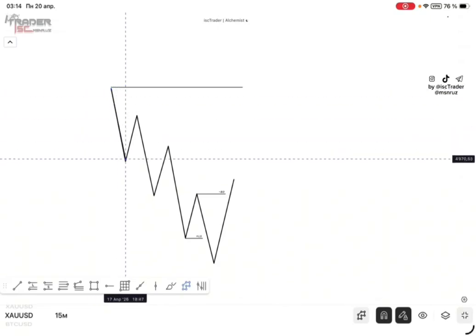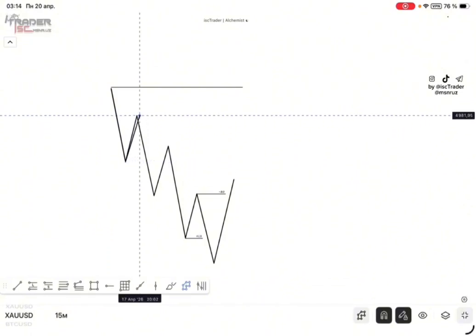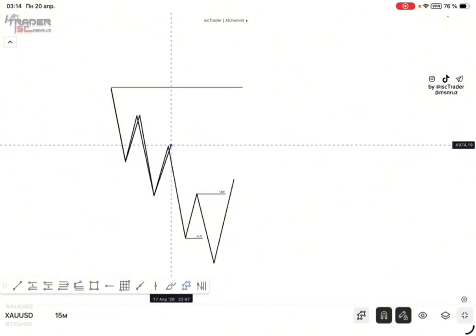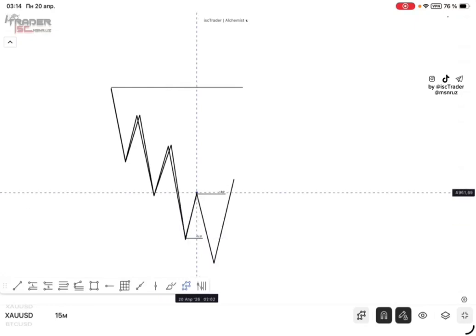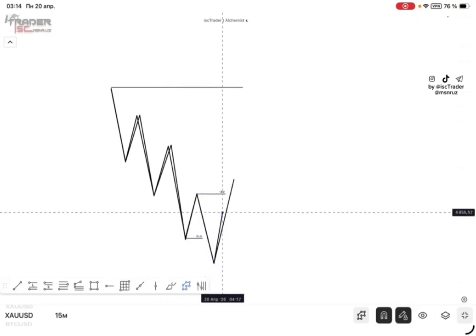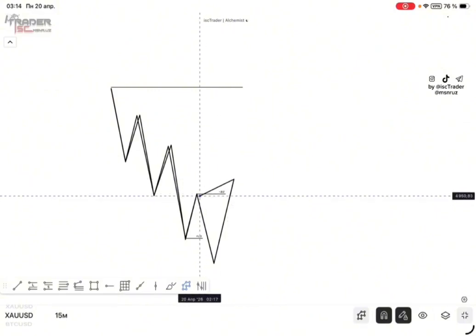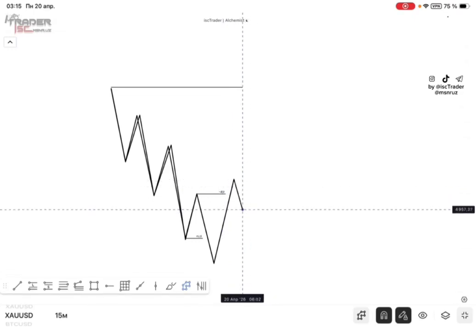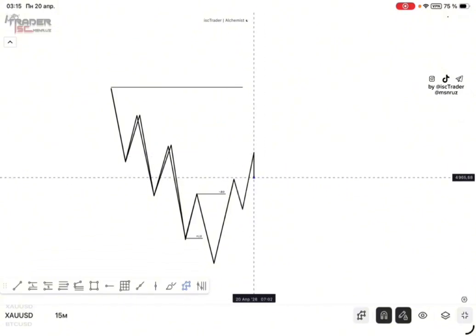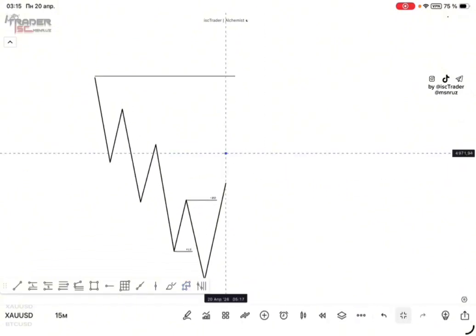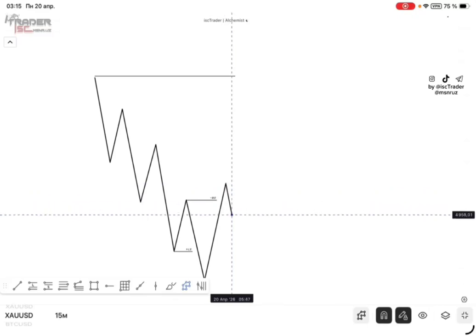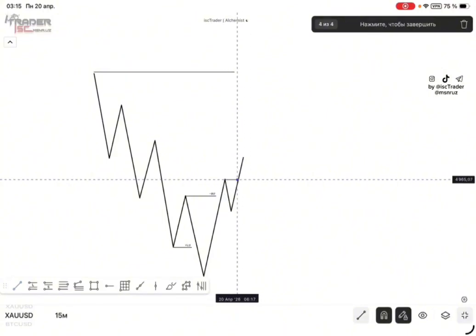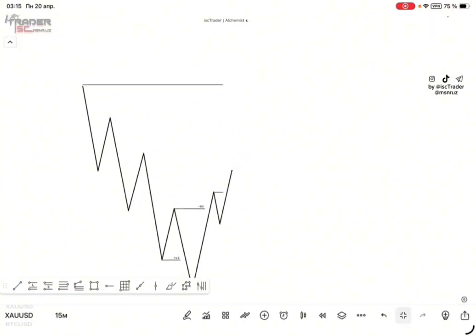If it's in a sell, it's going lower low, lower high, lower low, lower high, lower low, lower high, lower low, and higher high. That is, the structure is breaking here, and the trend has changed to a buy. This hasn't changed to buy yet. If there's a second breakout, it will change to buy. Okay. Second breakout. Okay, the structure has changed.